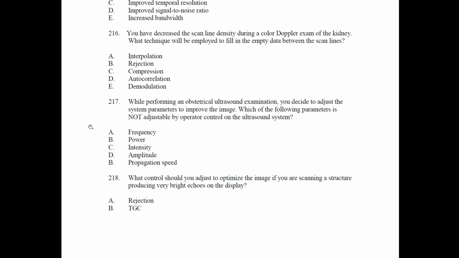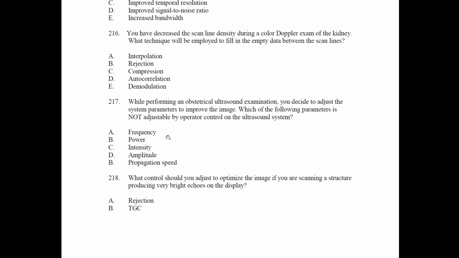Next, let's move on and look at question 217. The question is a bit long, but you really only need to pay attention to the last sentence. It's asking about what kind of ultrasound system is not operator controlled. The frequency can be adjusted. Both power and intensity can be adjusted in the same way. Amplitude, as well as things like tech, can be compensated for. So the correct answer would be option 2. As for the speed of sound, it is determined by the medium, so it is a factor that cannot be arbitrarily adjusted by the operator.